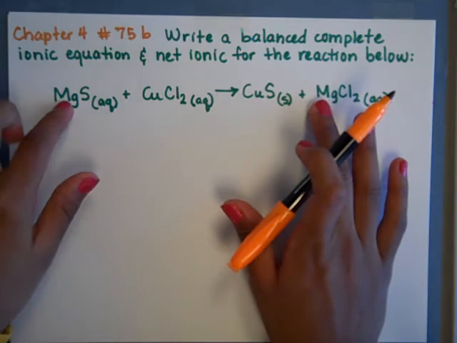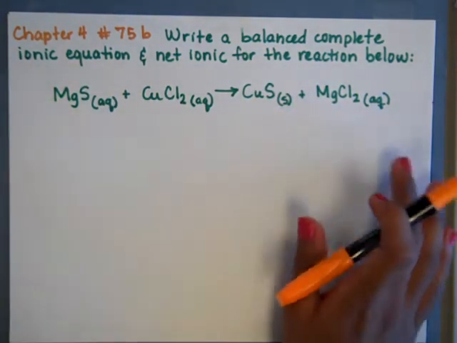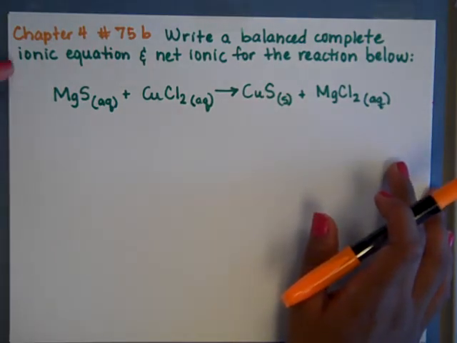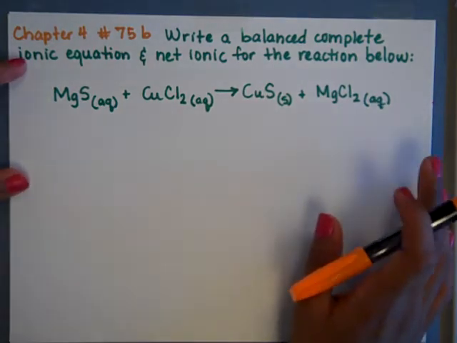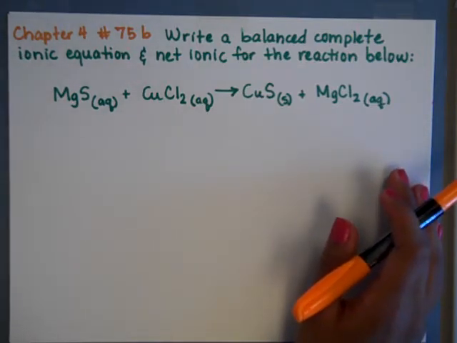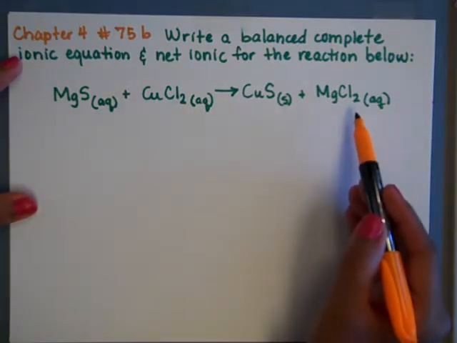Magnesium, magnesium, one on each, sulfur, sulfur, copper, copper, and 2 chlorides. So we have a balanced reaction. So now we will work on the complete ionic equation first, and that's not typically how you want to do it. So how do we start by doing that? We have to break all of the components into the ions.